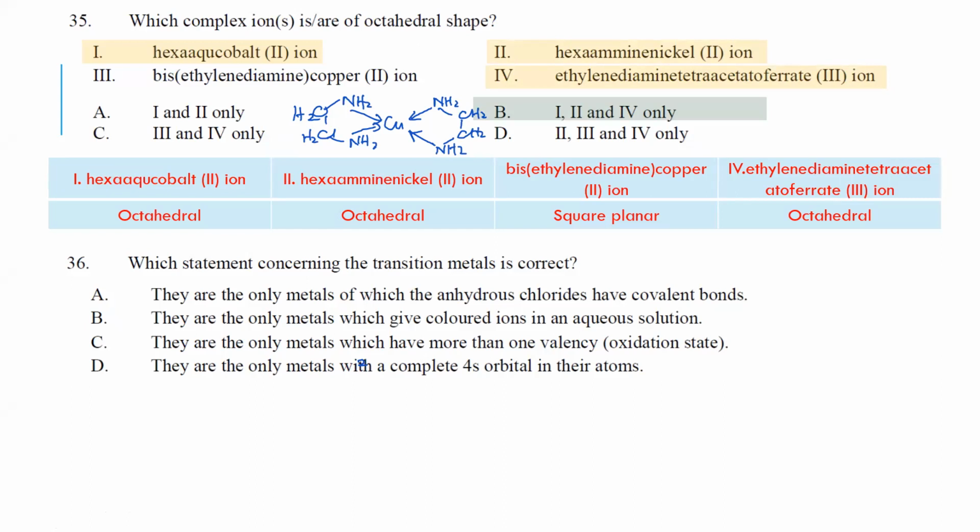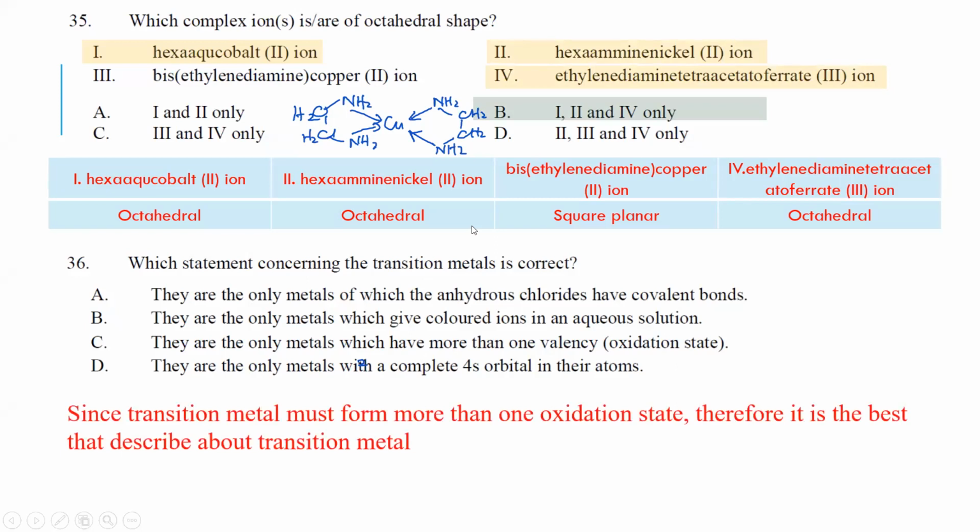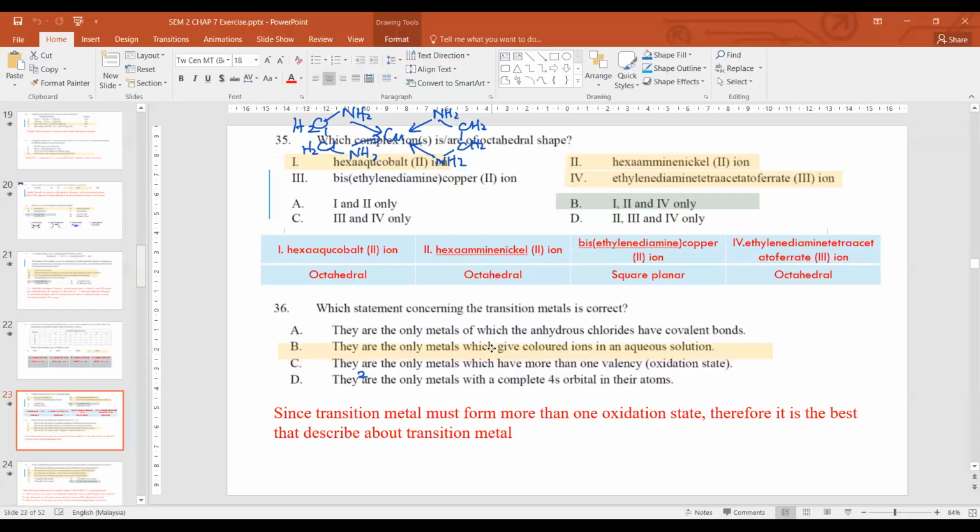36. Which of the statements concerning transition metals is correct? A. They are the only metals whose anhydrous chlorides have covalent bonds. No. B. They are the only metals which have colored ions in aqueous solutions. Not only transition metals, there are also some others which can give colored ions. C. They are the only metals which have more than one oxidation state. No, they are not the only metals, so C is wrong. D. They are the only metals with a complete 4s orbital. This is not true for chromium and copper. So the best answer in here is B, not C. So yeah, I made a mistake in here.